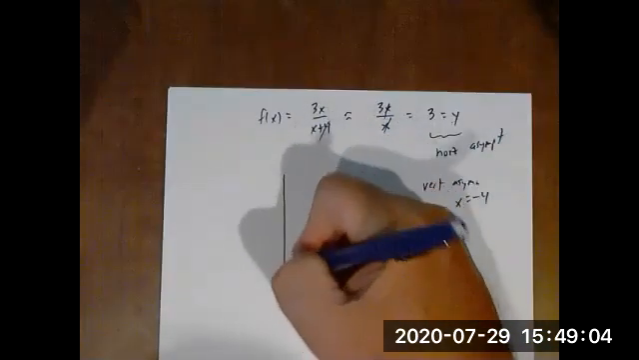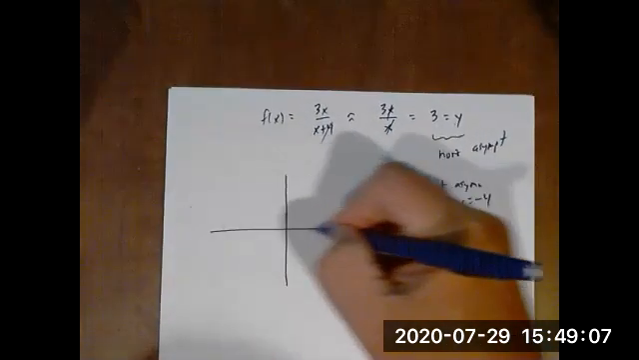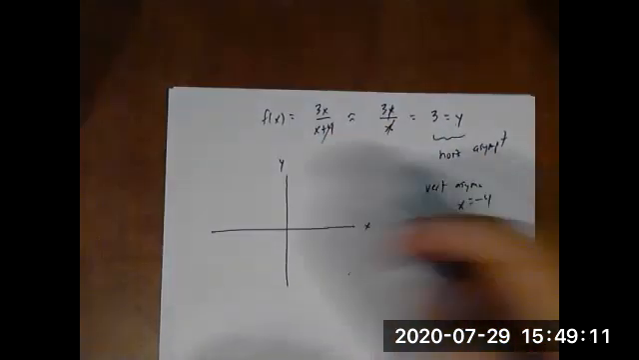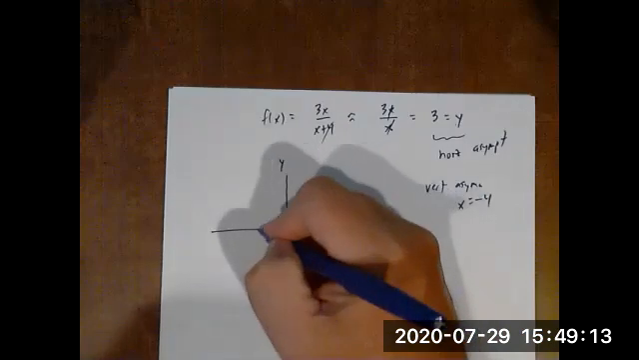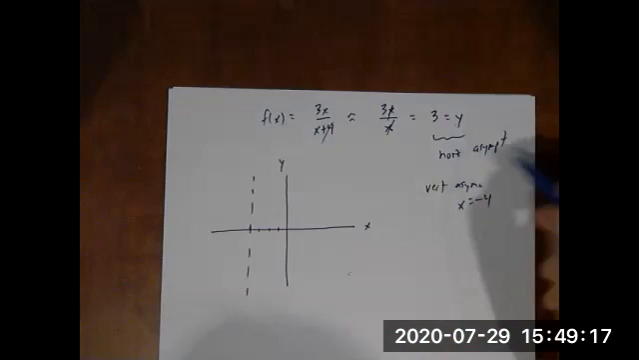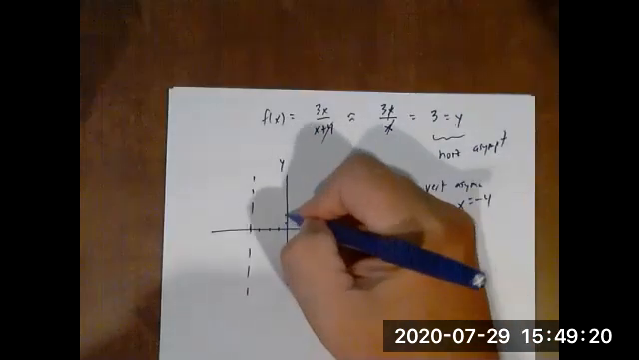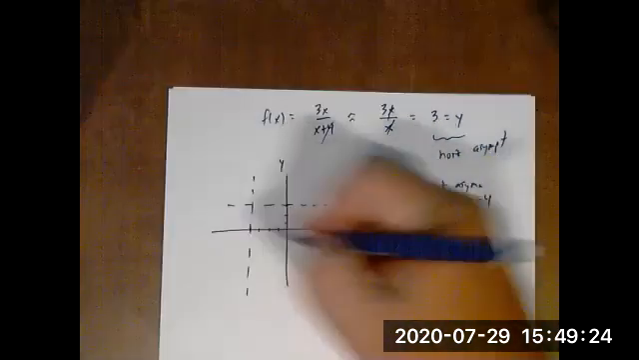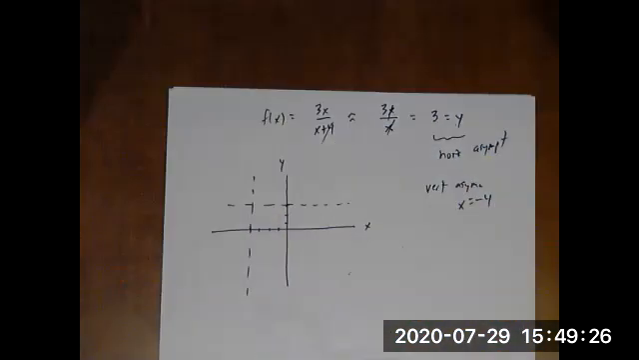If we were to try and create this graph, I'm not going to graph it. I'm just going to graph the asymptotes just so you see. Vertical asymptote at x equals -4. So you would do this. Horizontal asymptote at y equals 3. Then somehow you could figure out where your graph is.